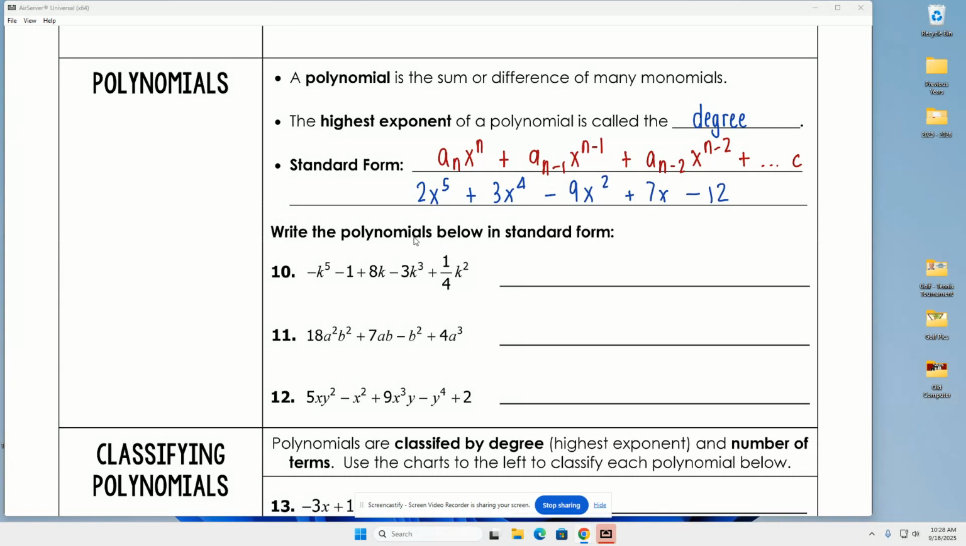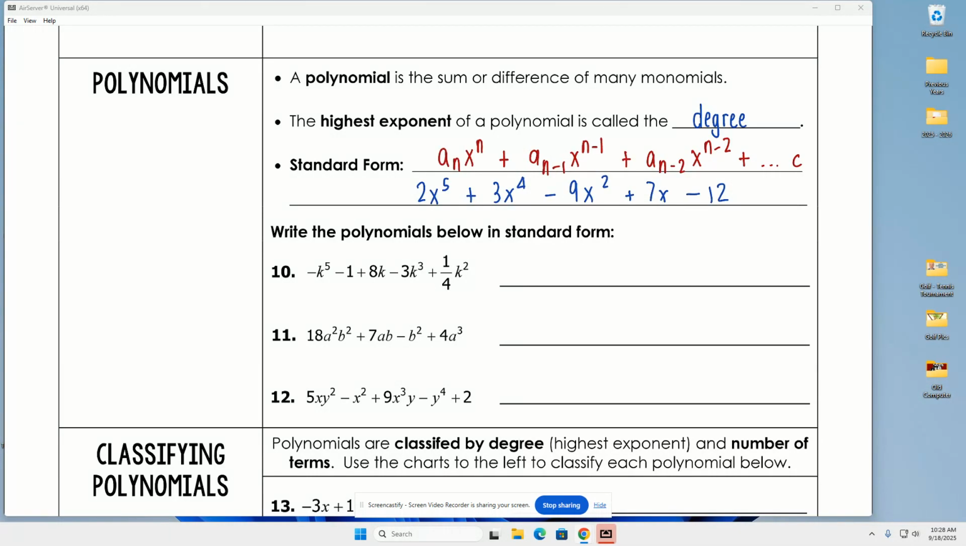Now, if I asked you, hey, what's the degree of this example? What does it say above? The highest exponent of a polynomial is called the degree. What's the degree of that polynomial I just wrote? 5. 5. Why? Because that's my biggest what? That's my biggest exponent. So this would have a degree of 5.